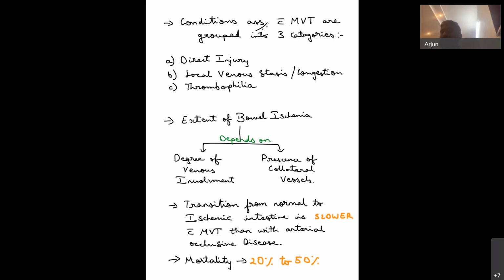The extent of bowel ischemia basically depends on two main factors. That is the degree of venous involvement and the presence of collateral vessels. Here, one more important thing is that the transition from normal to ischemic intestine is slower when compared to the arterial occlusive disorders. The mortality in MVT is about 20 to 50%.